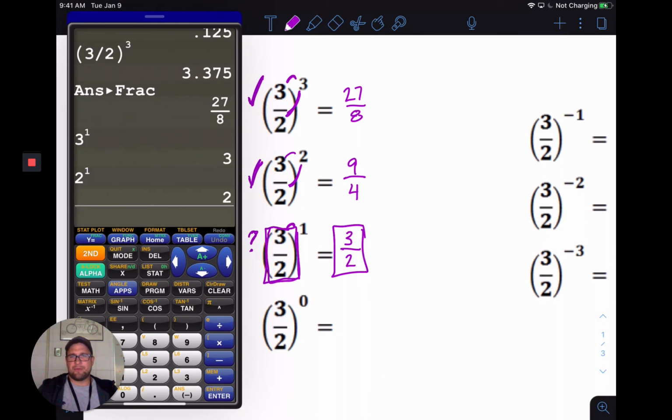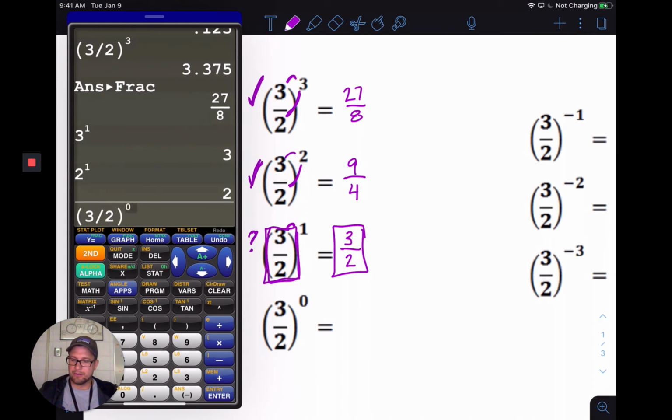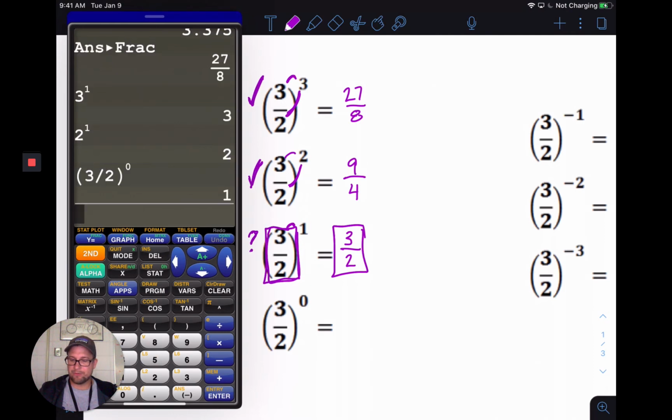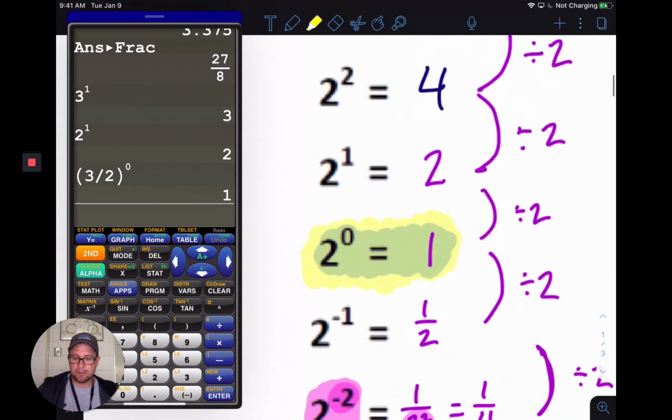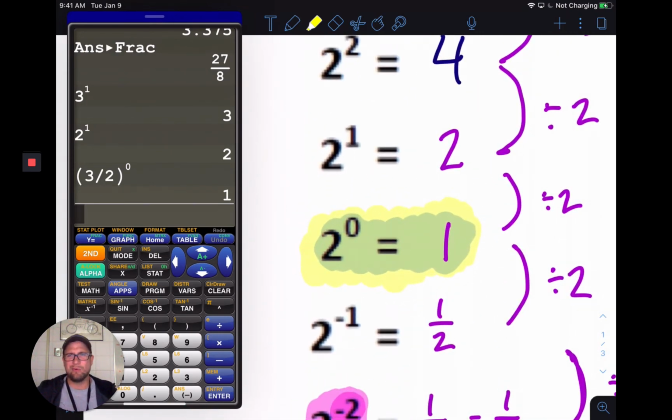Let's see what happens with 3/2 to the 0. Now, I'm not even going to try to guess what happens here. I'm just going to type it into my calculator and let it do the work. 3 divided by 2, raised to the 0 power. When I hit enter, let's see what happens. We get 1. Okay, now that's seeming odd. Maybe let's go back and check what we did last time and see what we got. So when we had it to the 0 power up here, it was 1, 2.